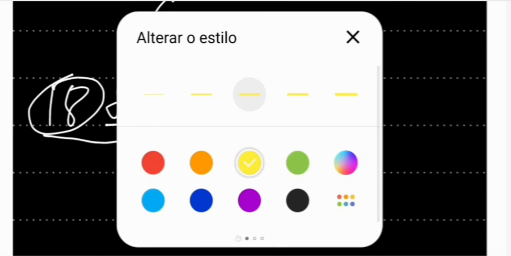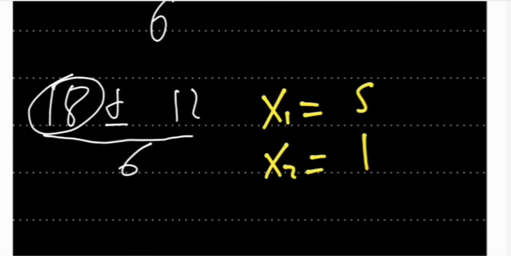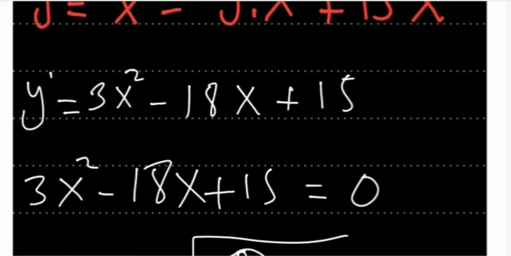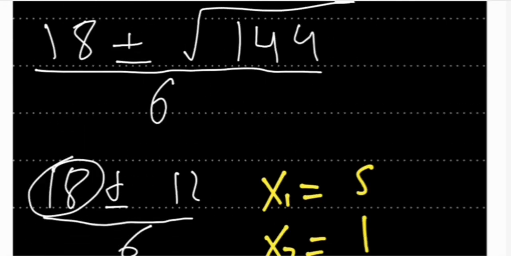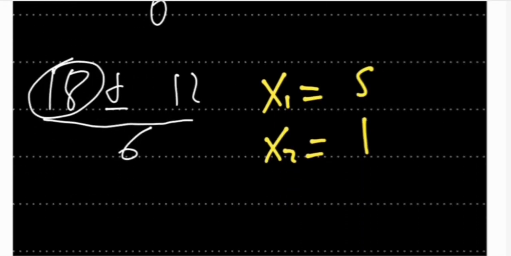We have two solutions for our derivative. Okay, where was our derivative function? Over here. This is our derivative function. Okay, so we did find two solutions. How can we know which one is minimum and which one is maximum?